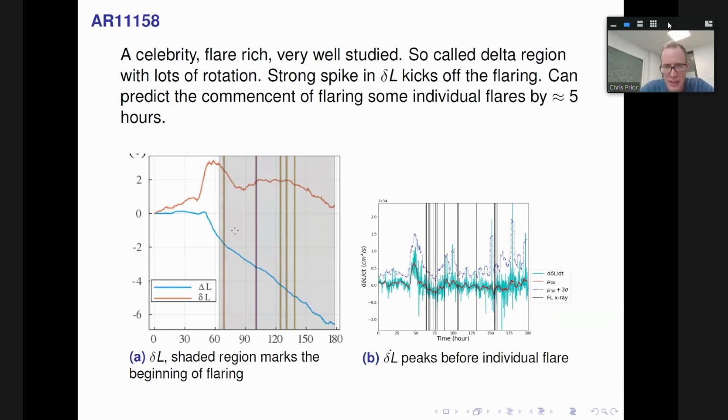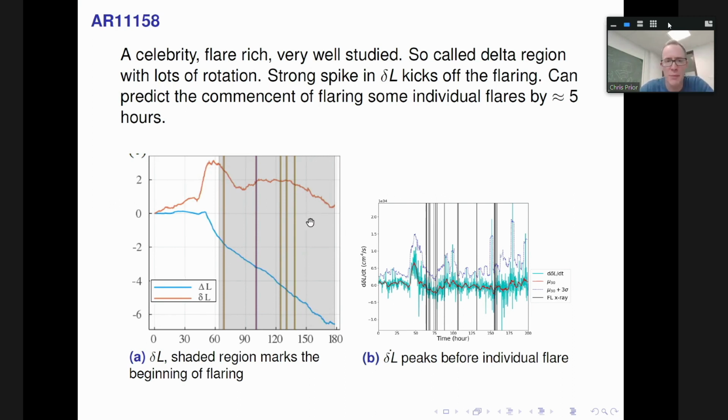The gray region is the time period when flaring was occurring, and these yellow and purple vertical lines are the M and X class flares for this region. The first thing is you see this very sharp rise about 20 hours before the commencement of flaring. And this does not occur in non-flaring regions. It does occur in heavily flaring regions. This is not the only example we have of this. And the size of this input correlates very well with the maximum flare type, right?